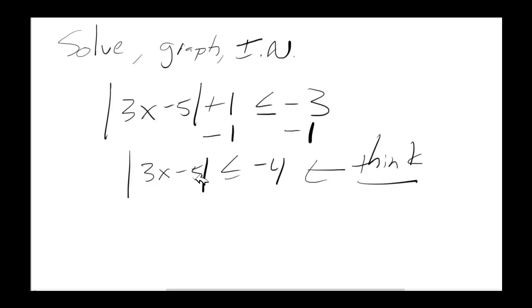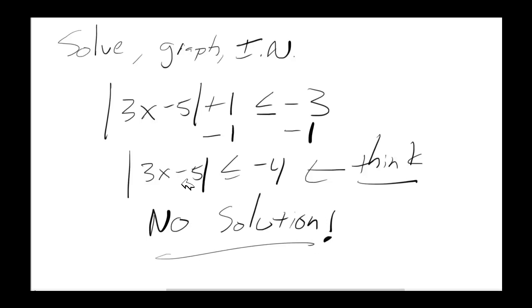Well, the smallest this side could be would be 0. Absolute value can spit out 0, or it's going to spit out positive stuff. So is 0 less than or equal to a negative? No. Is something positive less than or equal to a negative? No. This would be no solution. Absolute value cannot be less than or equal to a negative. It can't be equal to negative, and it can't be less than negative. So let's compare this problem with the next one.